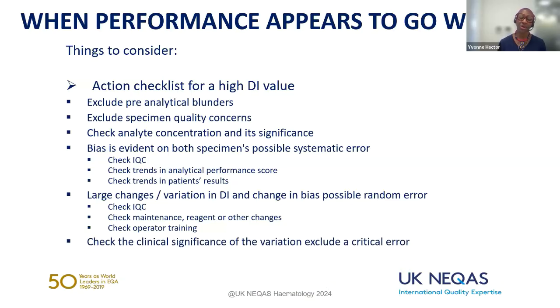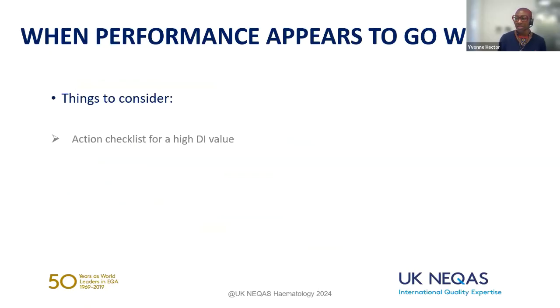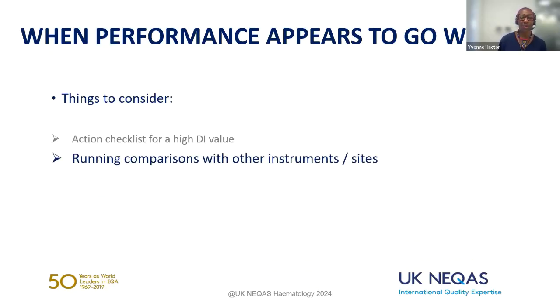And then, as I said, always continue to monitor, because it's important to note that 1 in 20 results will be outside of the 2 standard SD. So again, we will expect to see high DIs over time, and it's good to look at your performance over time, over the last 6 specimens, to see how you're trending and how you're performing over that time period. So we can run comparisons with other instruments and sites to satisfy yourselves that your machines are also working as expected.